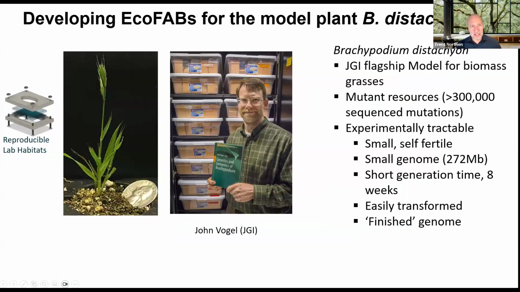We decided to build our EcoFab using this model grass because we have thousands of mutants of this grass. It's very small and it's relevant to all grain crops like rice, wheat, corn, so major agricultural crops, as well as all the bioenergy crops.